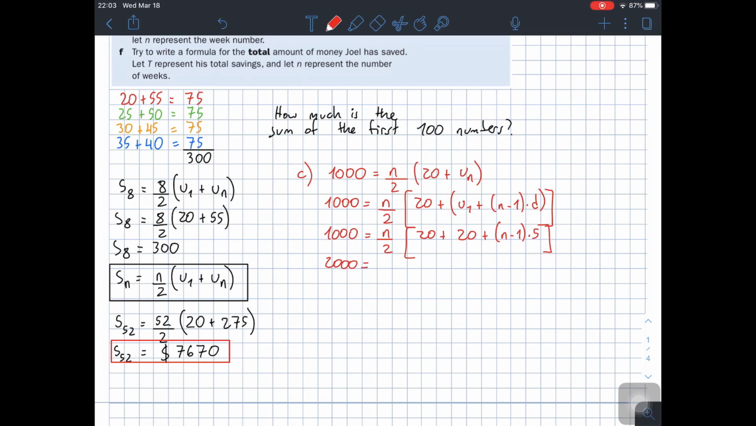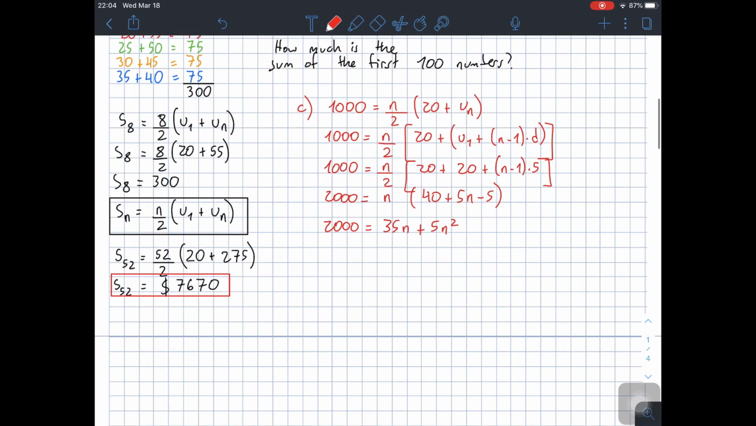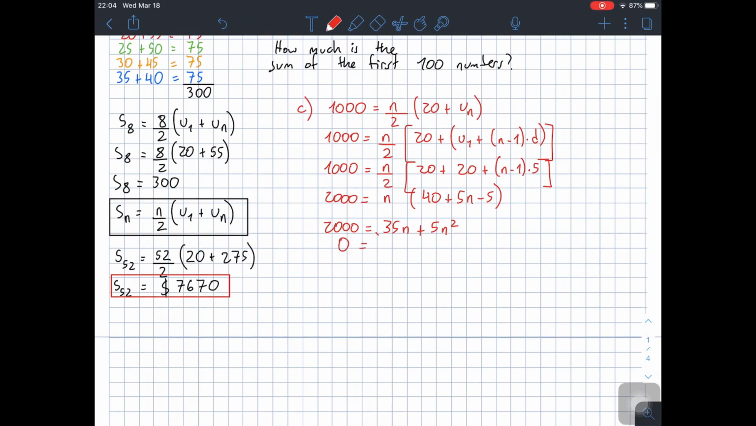2000 equals n times, this would be 40 plus, if we do the distributive here, this would be 5n minus 5. So then we distribute the n and we'll get 2000 equals, we can add 40 and negative 5, this is 35, so this would be 35n plus 5n squared. If we order this, take 2000 to the other side, we get 5n squared plus 35n minus 2000.